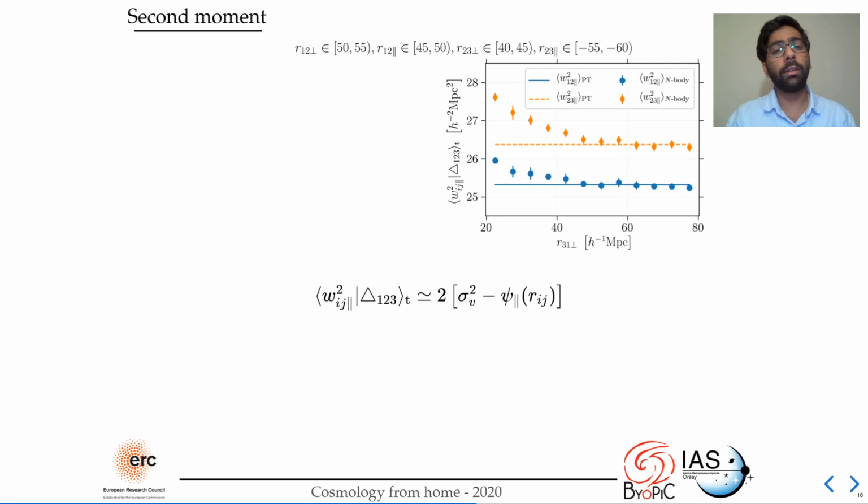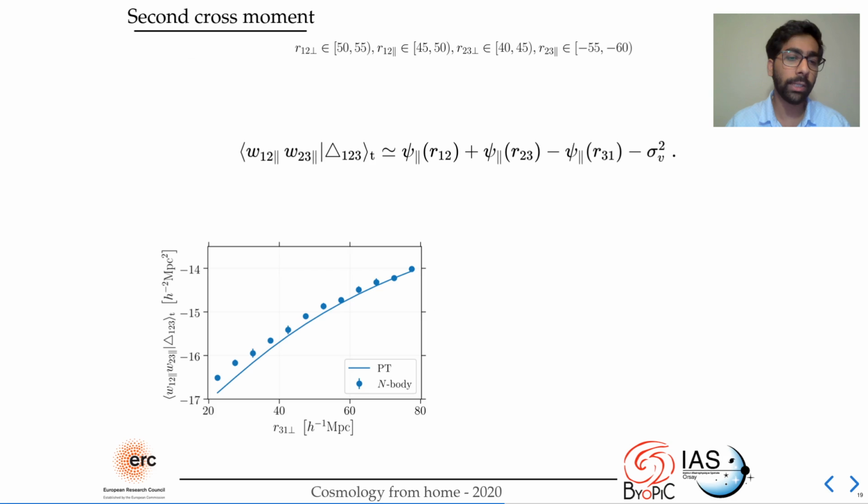And subsequently we can look at the second moment of this distribution. Again it follows the same convention: the symbols denote the direct measurements from the n-body simulations, while the solid line and the dashed line are the analytical predictions from theory. Here the fidelity is quite high, but only above about 40 to 50 megaparsec. Unlike in the case of 2 points, in the case of 3-point we also have a second cross moment, and this also can be analytically predicted using perturbation theory.